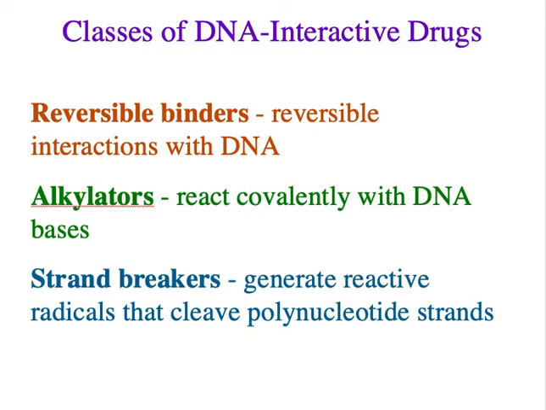There's three classes of DNA interactive drugs. There's reversible binders, that form reversible interactions. There's alkylators that are going to react covalently with the DNA and alkylate them. And so we use these both as chemotherapeutics and also as mutagens.